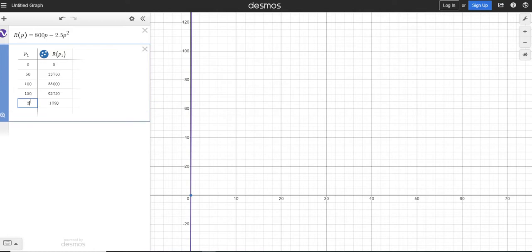$150, $200, $250, and $300. So you can kind of see in this table, can you see the revenues getting bigger and bigger, and then they start coming down smaller and smaller. So this increases for a while and then decreases. Typical behavior for a parabola, right? It both increases and decreases. I'm just going to jot those down so we can talk about them a little bit more. 33,750 and so on.